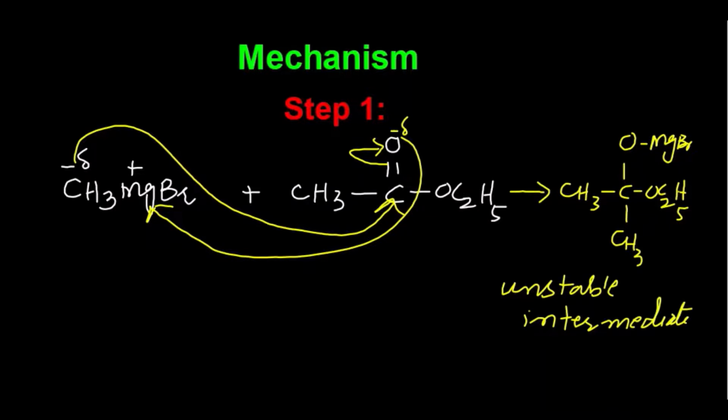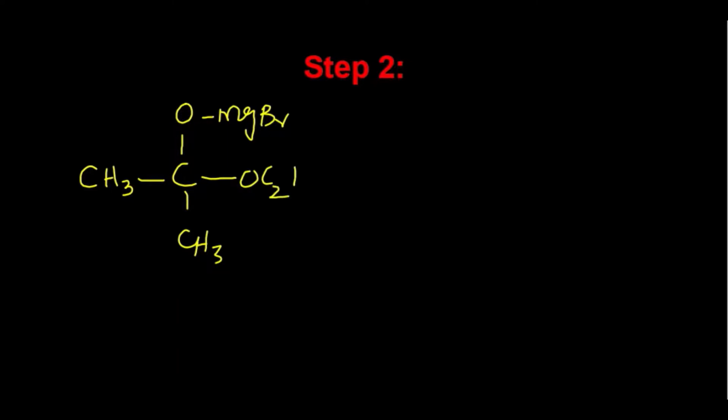Right, students? Now let's see what is the next step of the mechanism. Step 2. In the second step of the mechanism, again we write the unstable intermediate which is formed in the first step, that is CH3, C, O MgBr. Here we have CH3, O C2H5.